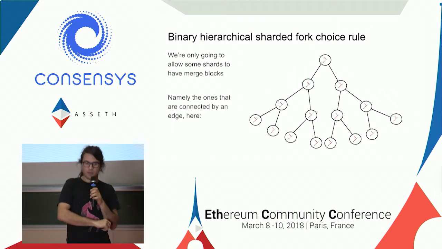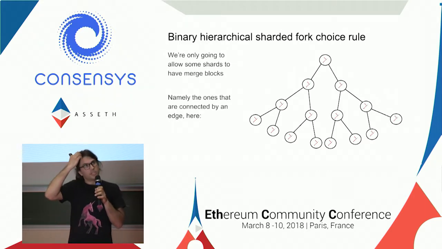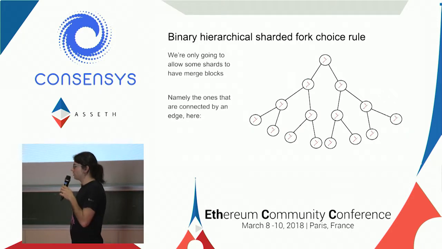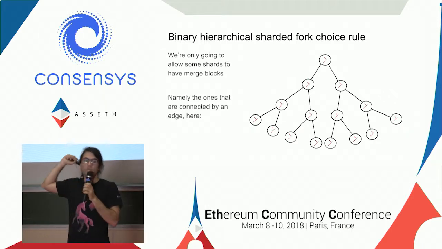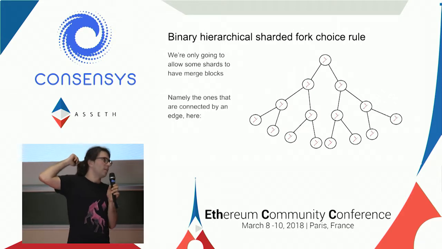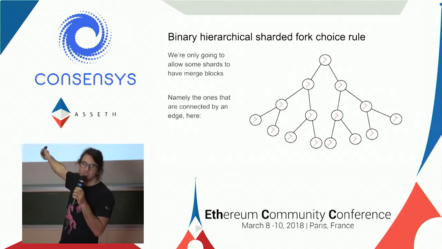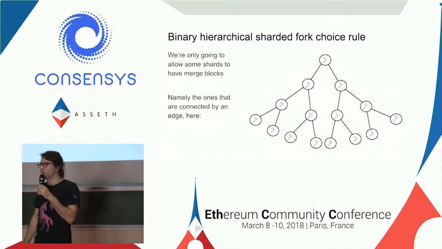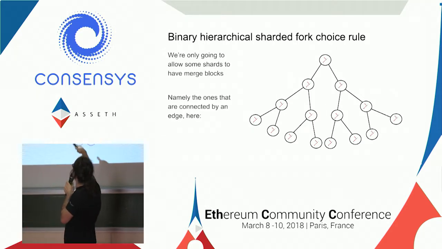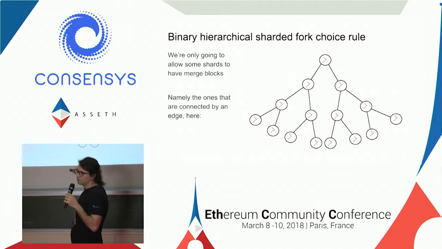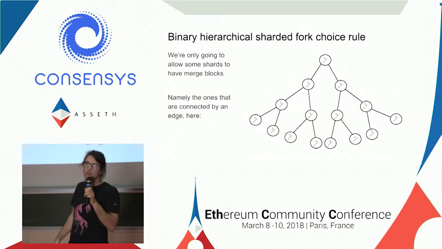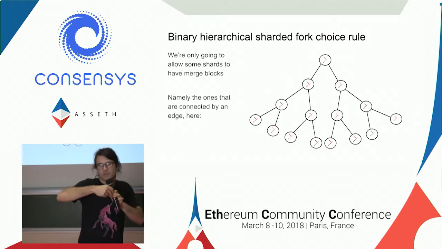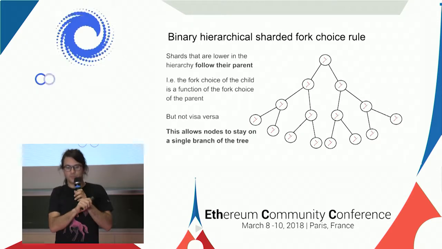So now we're going to get a little closer to the spec that is going to satisfy the fork choice and forced atomicity of merge blocks. We're going to restrict things a lot now. We're only going to allow merge blocks between shards that are connected by an edge in this binary hierarchical structure. So the root node can merge with those two. The nodes in the middle can each merge with three different shards, and the ones at the bottom only have one shard each that they can merge with, which means there's only one other shard that they can have a block in common with.